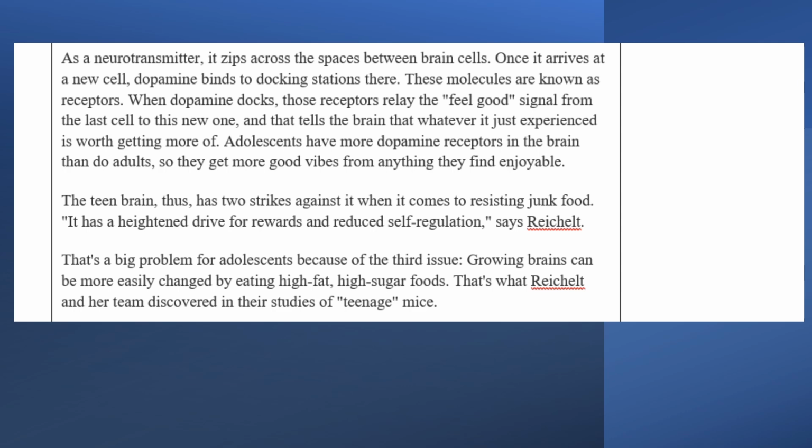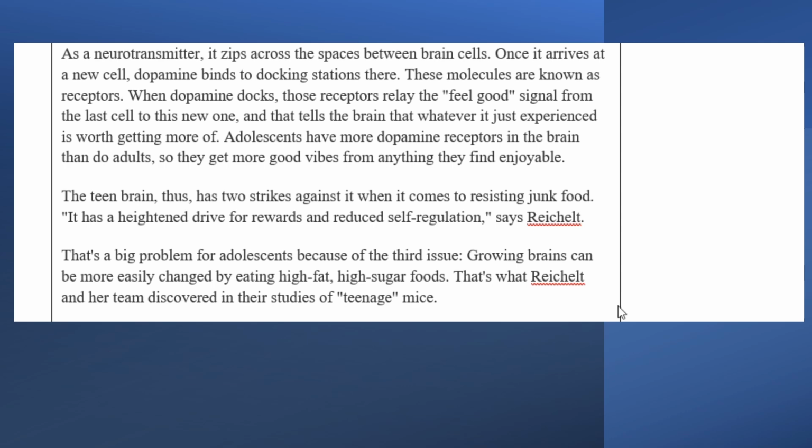The teen brain, thus, has 2 strikes against it when it comes to resisting junk food. It has a heightened drive for rewards and reduced self-regulation, says Ratchet. That's a big problem for adolescents because of the 3rd issue. Growing brains can be more easily changed by eating high-fat, high-sugar foods. That's what Ratchet and her team discovered in their studies of teenage mice. Okay, first things first, over here, come down right here and make a comment about what we just read.